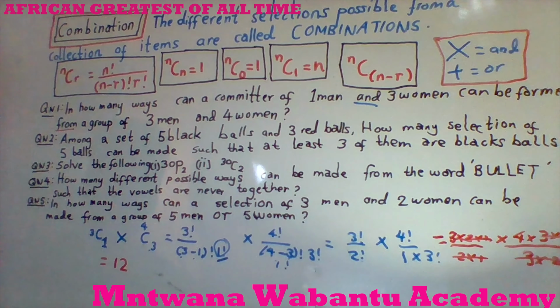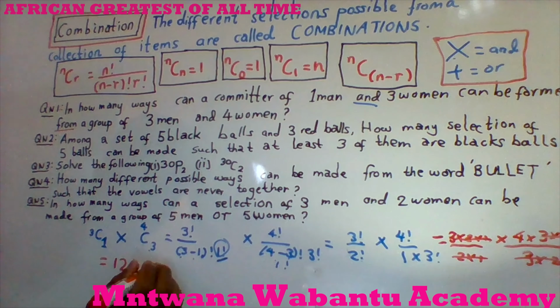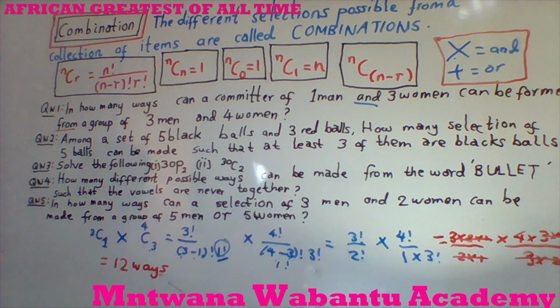So now they say in how many ways? So how many ways we got? 12 ways. So we got 12 ways here. That's our answer. So let's go for question number 2.